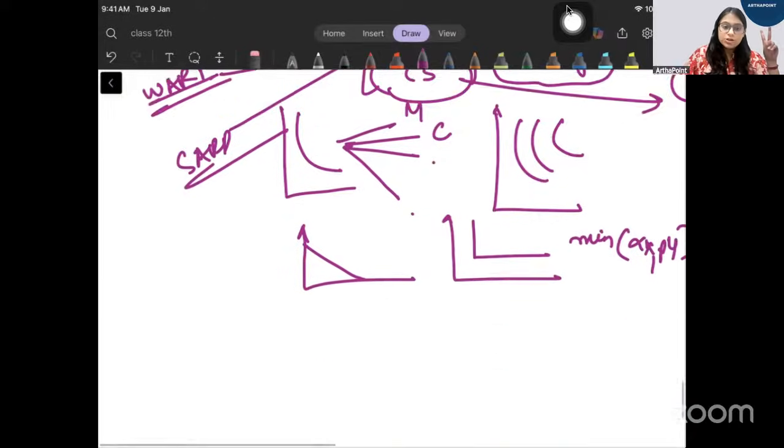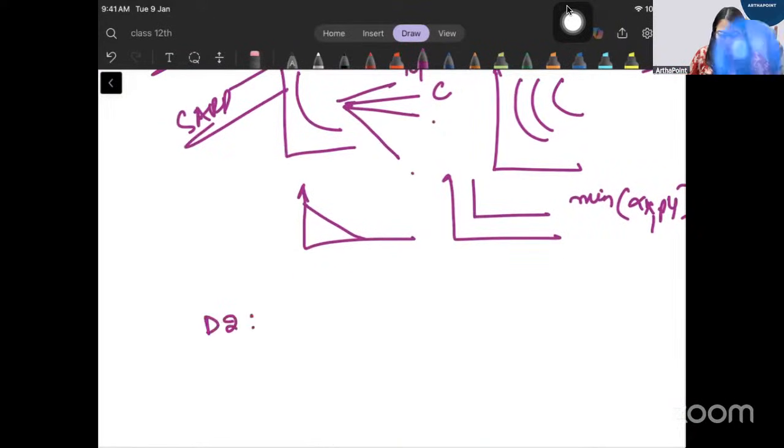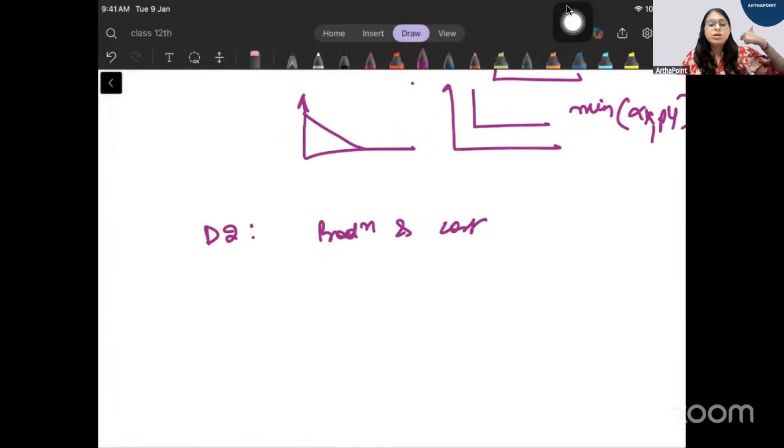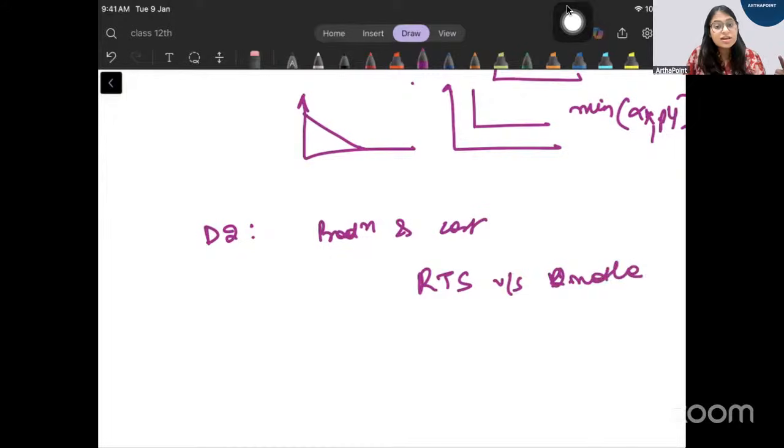Then on day 2, similarly, you have to do for production and cost. You have to master Cobb-Douglas production function. आपको पता होना चाहिए returns to scale versus returns to variable proportion में क्या difference है. You have to understand what is Euler's theorem. You have to understand what is elasticity of substitution. You have to skim through.